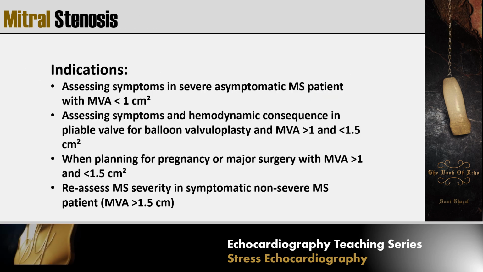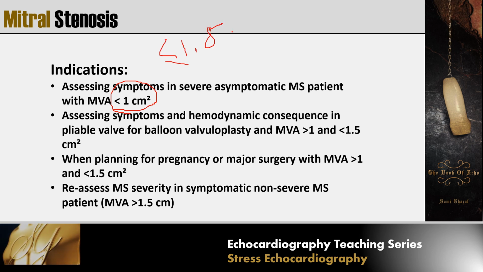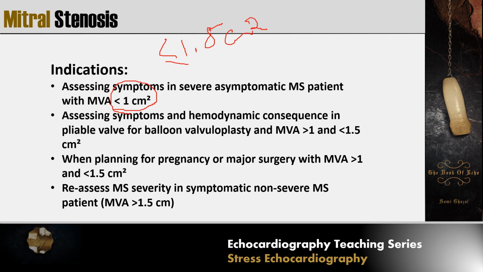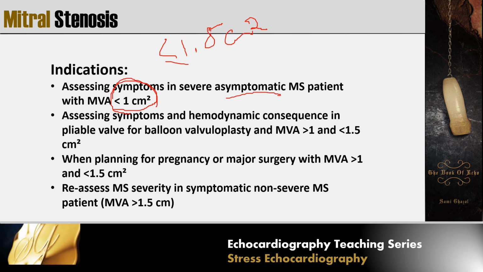Mitral stenosis indications. Now you need to assess symptoms in severe asymptomatic MS, defined as less than 1 square centimeter. The American guideline also defined severe MS as less than or equal to 1.5 square centimeters, and the European still less than 1. But in the stress echocardiography guidelines, we need to assess symptoms in asymptomatic patients reaching a valve area of less than 1 square centimeter.